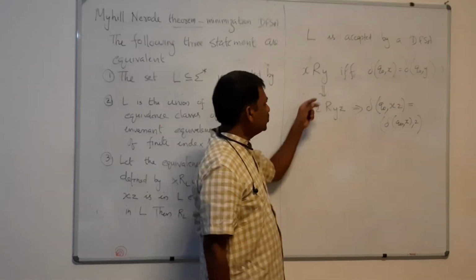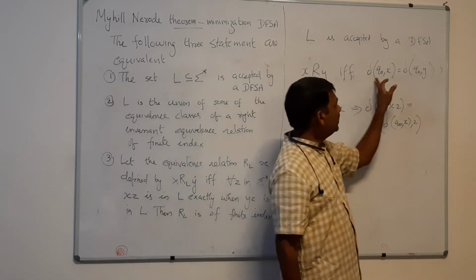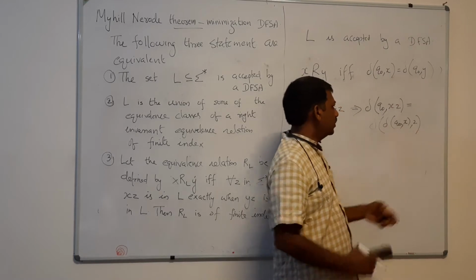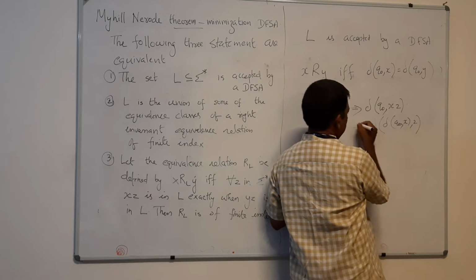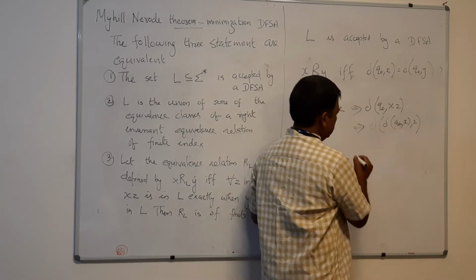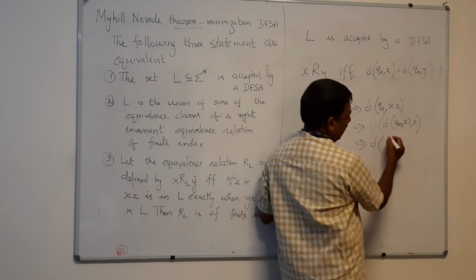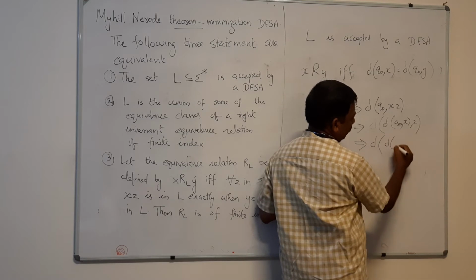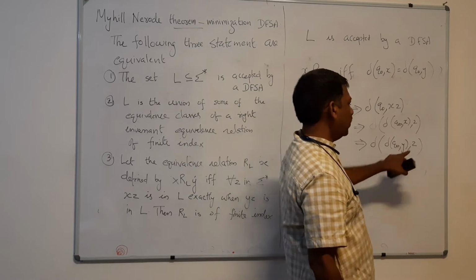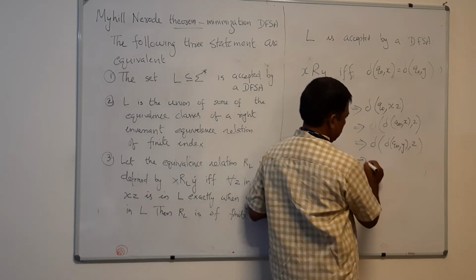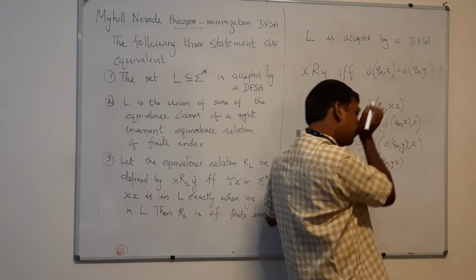But as per our assumption, x is related to y. Then delta of q0 x is delta of q0 y. That means this implies that delta of q0 x can be replaced by delta of q0 on y comma z. What is delta of q0 on y comma z? Which is delta of q0 on yz. Hence, we have proved this.